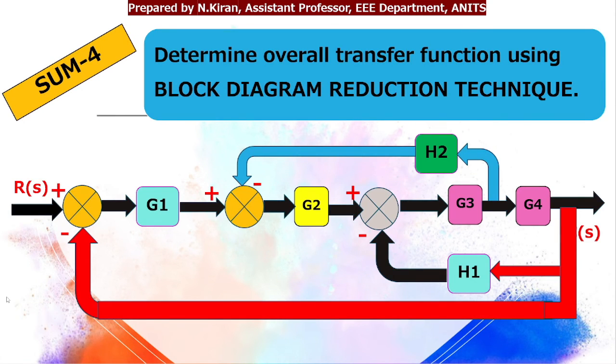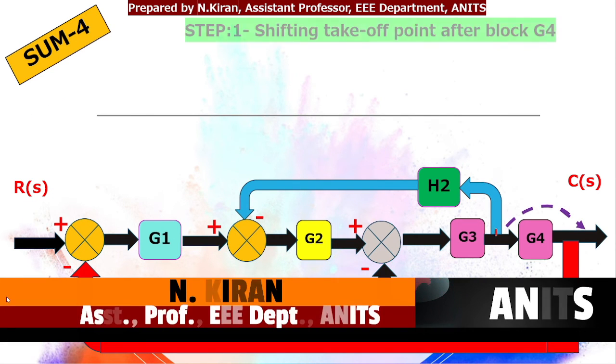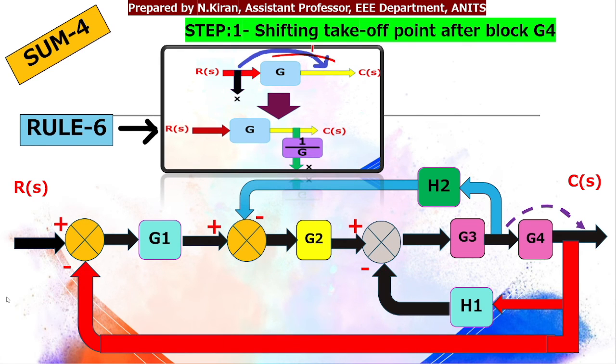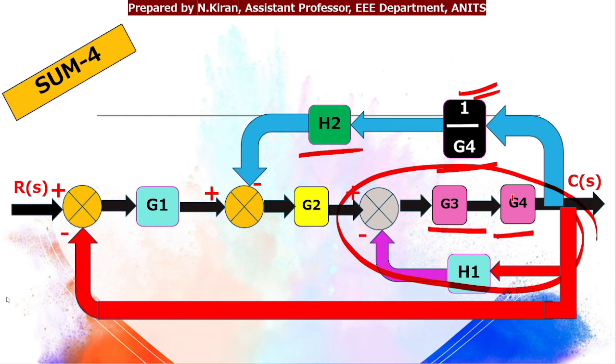So the last sum for today's class, we need to find overall transfer function here. As the first step, again I'll shift this takeoff point after the block. According to rule number 6, shifting takeoff point, I need to multiply by 1 by g. So here I'm shifting this takeoff point after the block g4. That's why I need to multiply here 1 by g4. So I multiplied. These two are in cascade. These two also are in cascade. And this block is feedback loop.